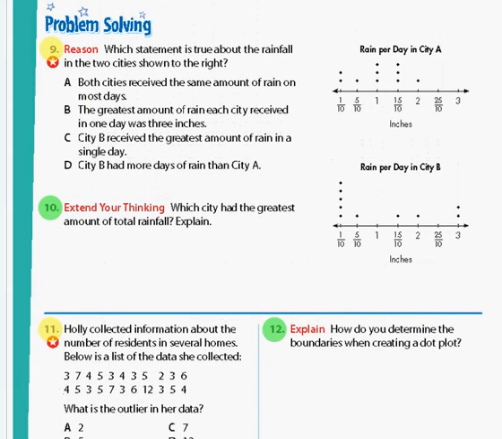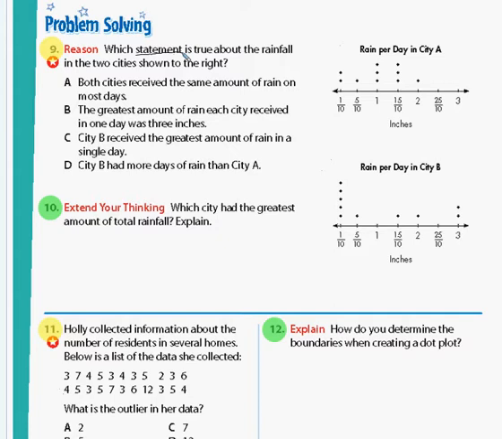backside. Question number 9. Which statement is true about rainfall in the 2 cities shown to the right? Okay, you got city A and city B right here. Okay, or answer choice A. Both cities receive the same amount of rain on most days. Answer choice B. Okay, and let me go back. There's only one right answer because it says which statement. If there's more than one right answer, it would say statements.